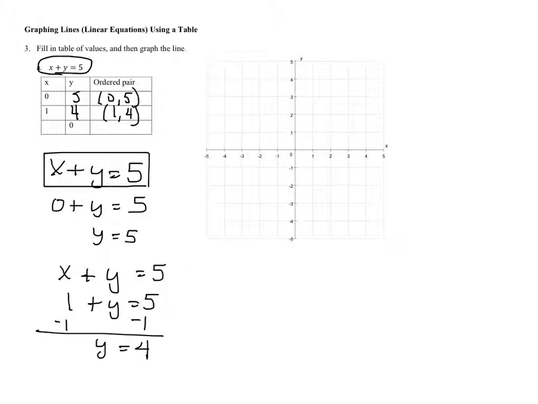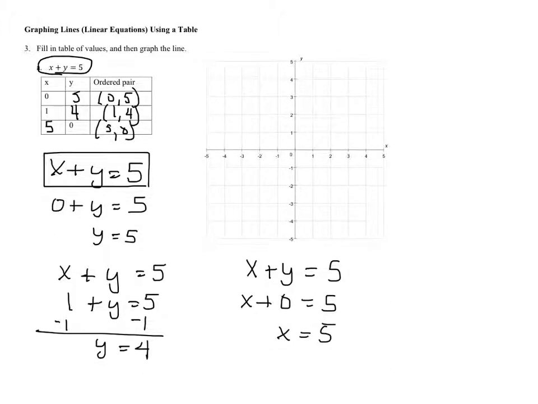And last but not least, this time I'm having you put 0 in for y into the equation. So the equation is x plus y equals 5. I'm going to put 0 in for y and figure out what x is. Well, x is 5. I know you're not shocked. So I'm going to pop it in. So 5, comma 0. So now what we're going to do is graph these pairs.